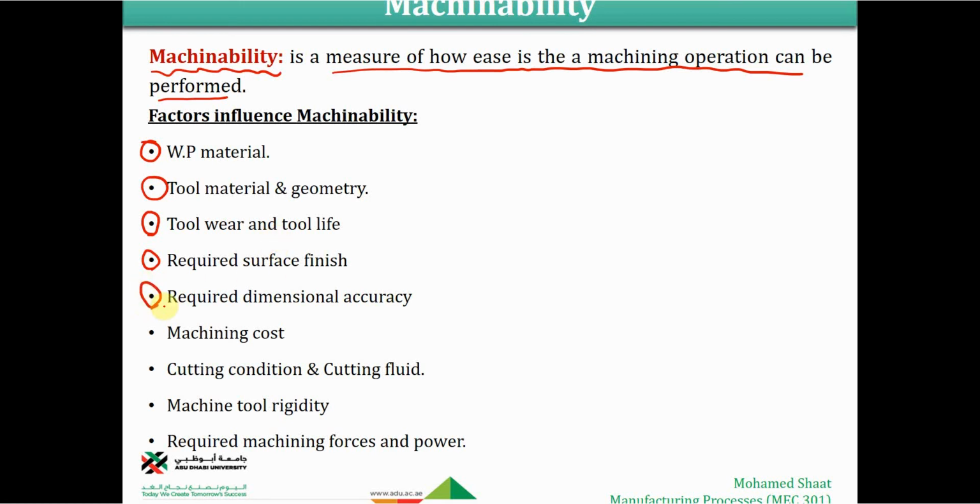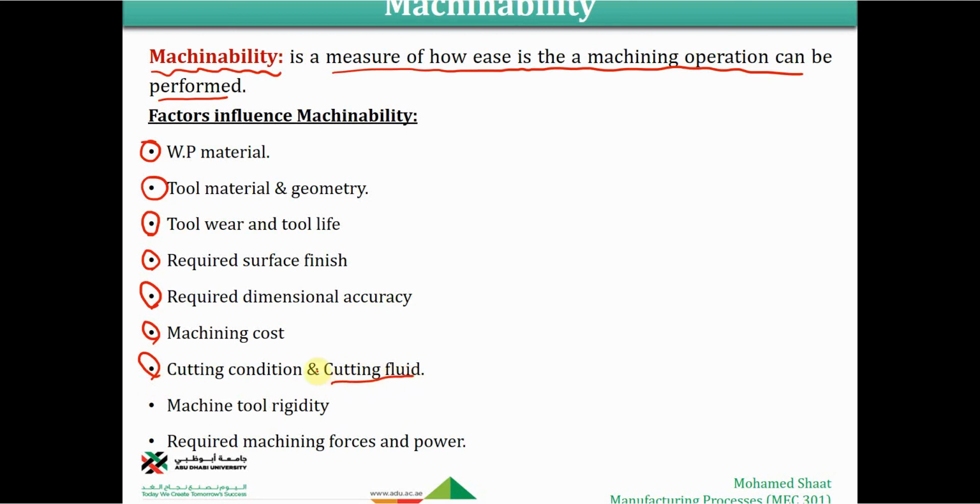Do you need to achieve high accuracy? To achieve the accuracy, you have to take precautions. It's going to take time. It's going to affect the machinability. It means that the machinability is going to be low. Also, the machining cost. Is it costly or not? Also, the cutting condition and the cutting fluid. Are you using cutting fluid or not?